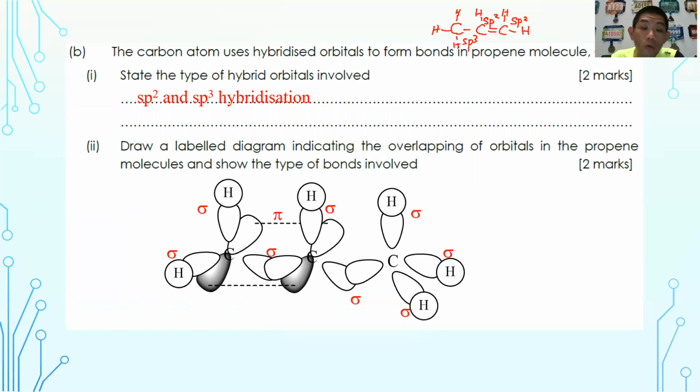By the way, don't worry about how your diagram looks. The most important thing is, number 1, you should show how the overlapping occurs, and then label the sigma bond and also the pi bond. That should be enough. Do you need to exactly follow the shape that I draw inside the diagram right now here?